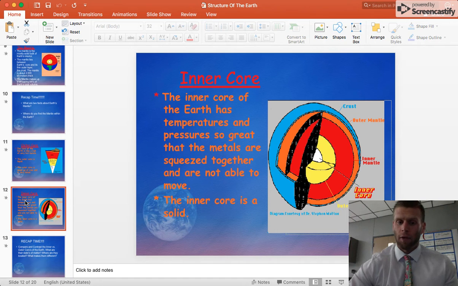Now the inner core of the Earth has temperatures and pressures so great that the metals are squeezed together and are unable to move.